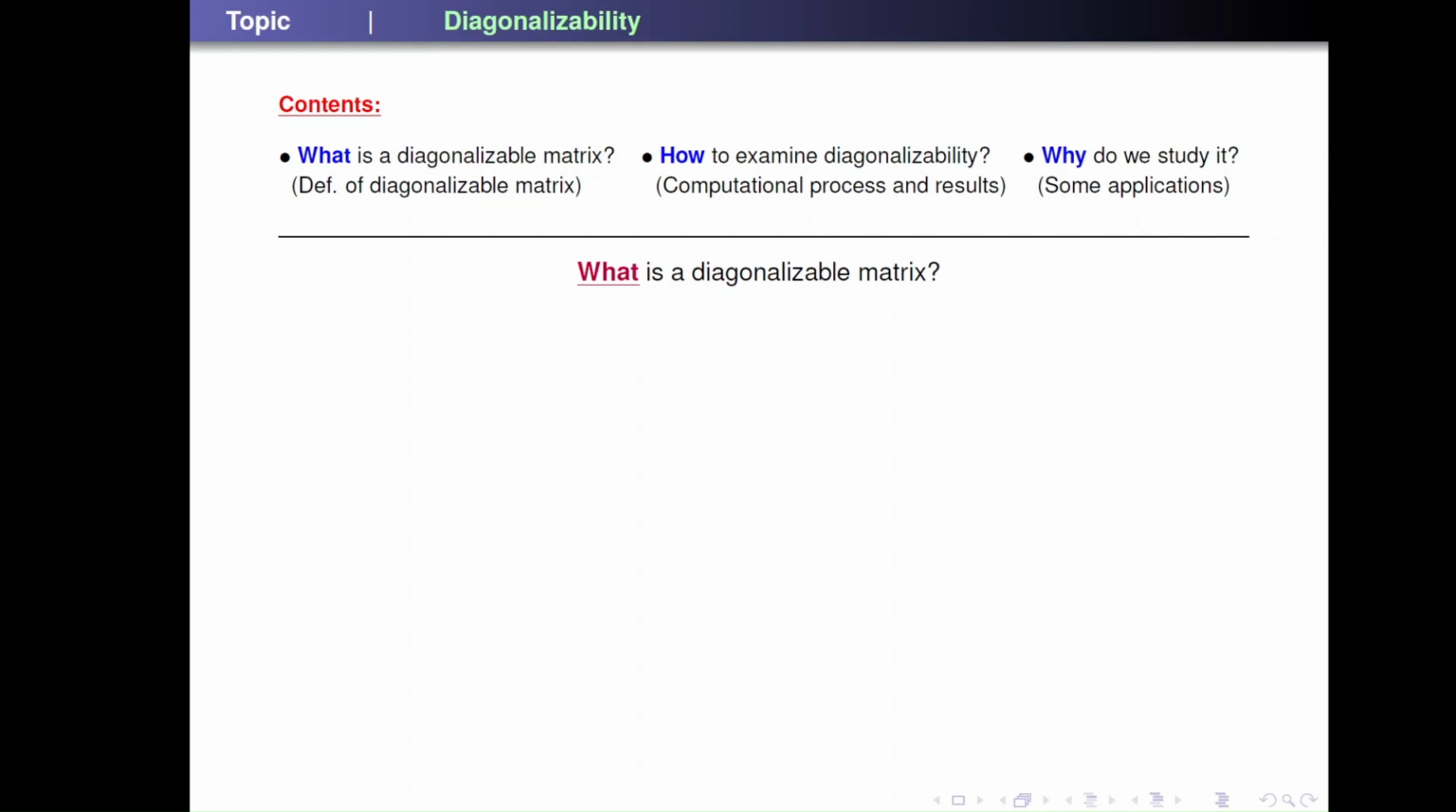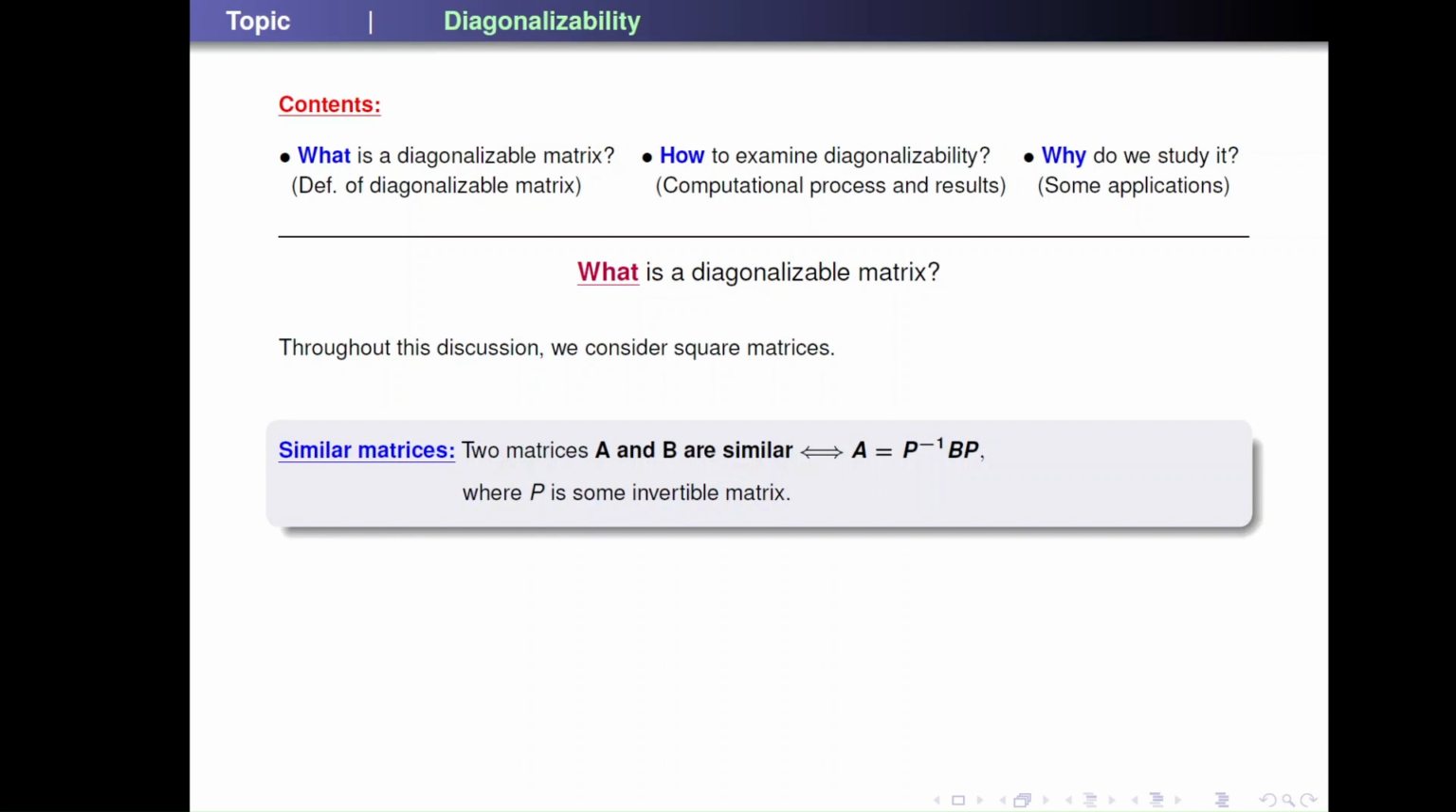So what is a diagonalizable matrix? Throughout this discussion, we consider only square matrices. Before we come to the notion of a diagonalizable matrix, we need to know what similar matrices are. Two matrices A and B are similar if one of them can be decomposed in terms of the other. Here A is similar to B if we can write A as P inverse BP for some invertible matrix P.